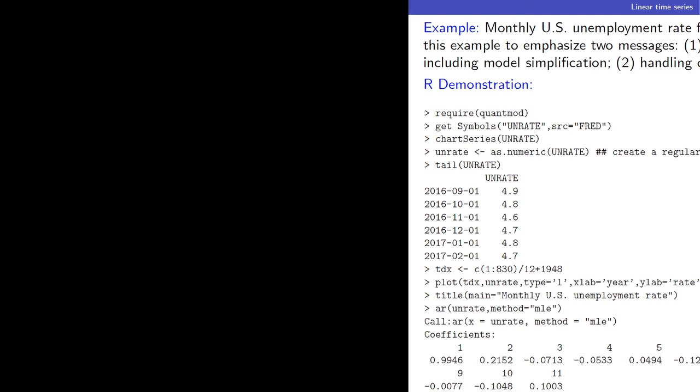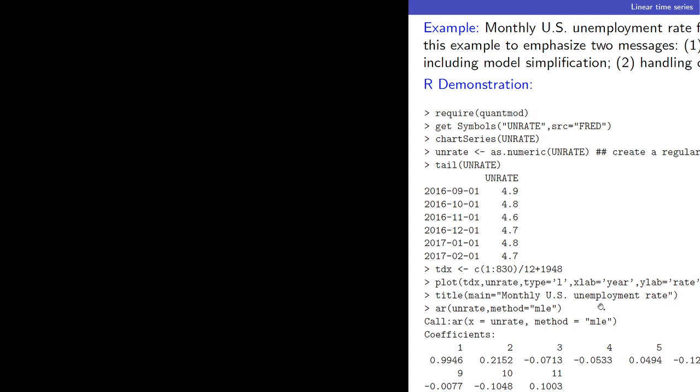So for another example, we're going to be checking the monthly U.S. employment rate from January 1948 to February 2017. I used this example to emphasize two things. First one, modeling and prediction using AR models, which includes model simplification, and two, how we handle outliers.